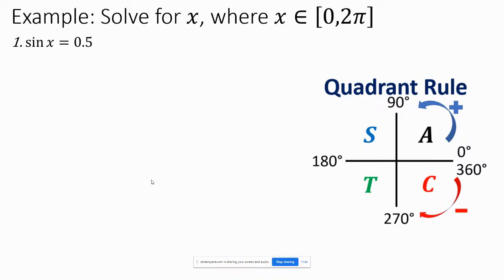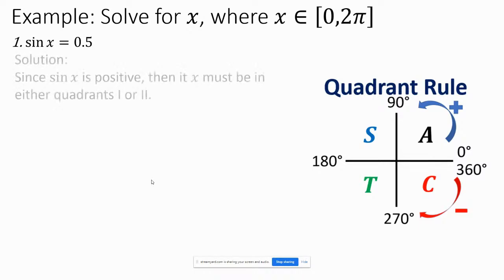Let's practice first. So, sin x is equal to 0.5. How do we do that? Since sin x is positive, because 0.5 is positive, x must be in the first quadrant or in the second quadrant. That's what the quadrant rule says, right? First quadrant, all functions are positive. Second quadrant, sine is positive. So, angle x must be in quadrant 1 or in quadrant 2.